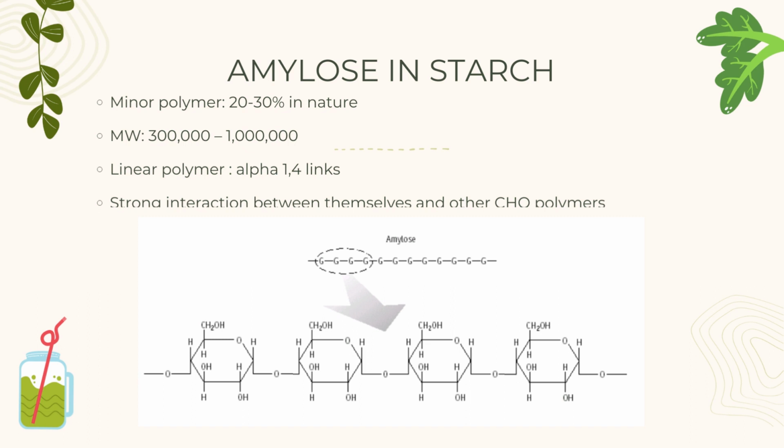Amylose has a molecular weight around 300,000 to 1 million. It is linked together by glycosidic bonds at alpha-1,4 linkage, and amylose can form a very strong interaction between themselves and other kinds of carbohydrate polymers, and they form very strong gels and films.